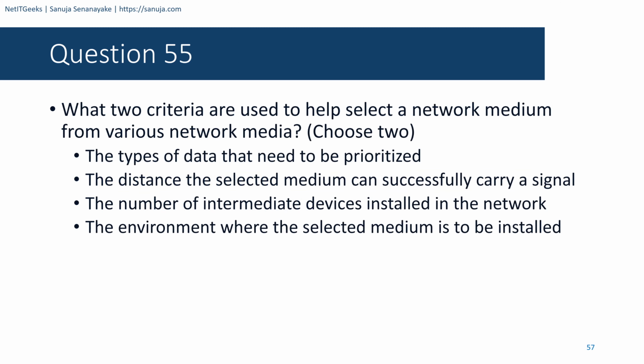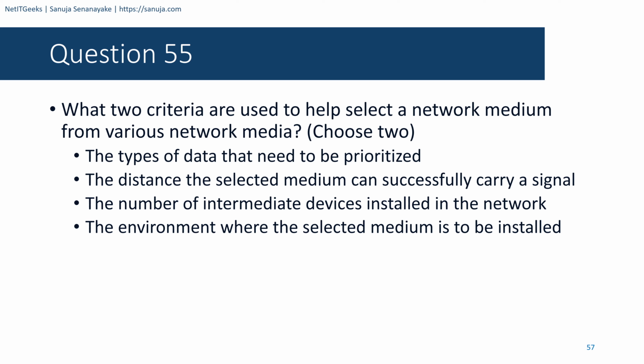Question number 55. What two criteria are used to select a network medium from various network media? So we need to pick two of them. The types of data that need to be prioritized, the distance the selected medium can successfully carry a signal, the number of intermediary devices installed in a network, the environment where the selected medium is to be installed. So what two criteria out of all of these help select a network medium?